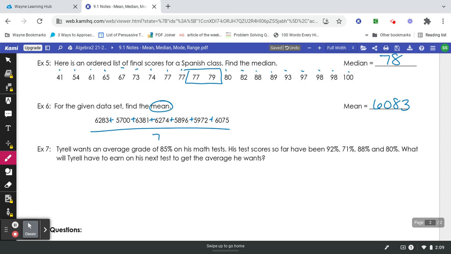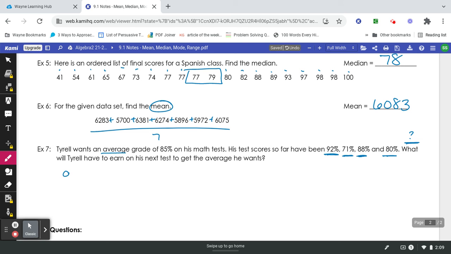All right, our next problem, we work a little bit backwards. Tyler wants an average grade of 85. Remember, average is another word for mean. He wants an average grade of 85 on his math tests. His test scores so far have been 92, 71, 88, and 80. What will Tyler have to earn on his next test to get the average he wants? So we're going to need to add one more test in there, and we're going to try to figure out what that needs to be.